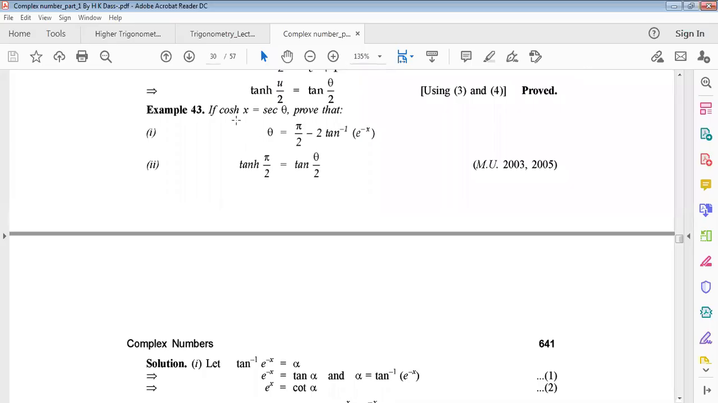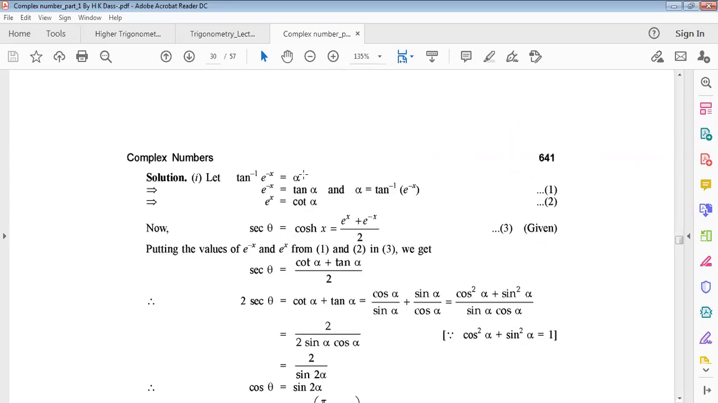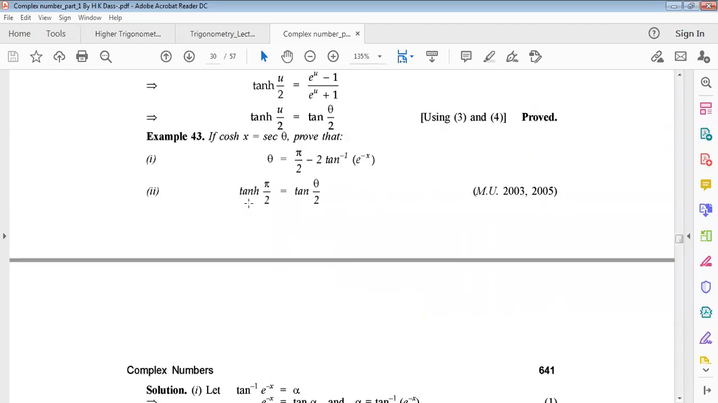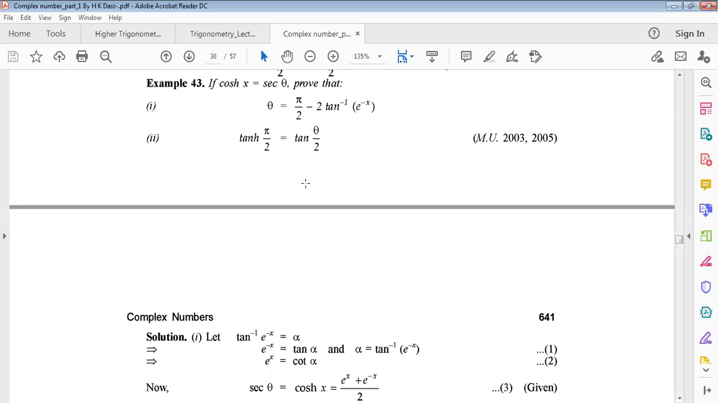If cos hyperbolic x equals sec theta, then prove that, first condition, theta equals pi by 2 minus 2 tan inverse e to the power minus x. In number 2, tan hyperbolic u by 2 equals tan theta by 2. Now from the first condition, this is the first condition. We have to prove this condition, tan inverse e to the power x.